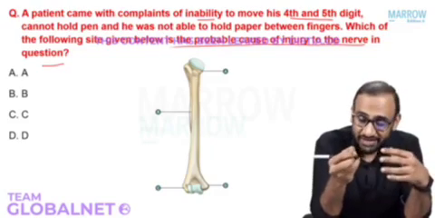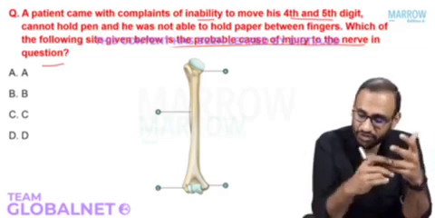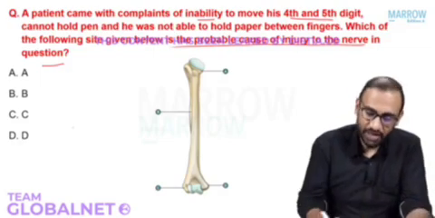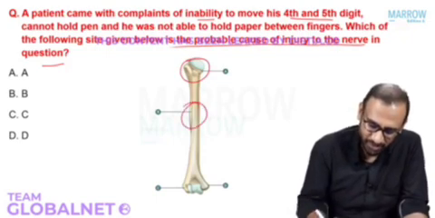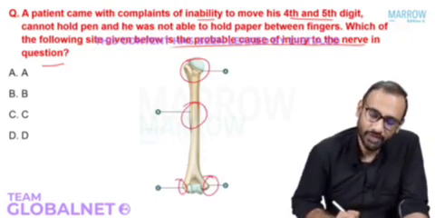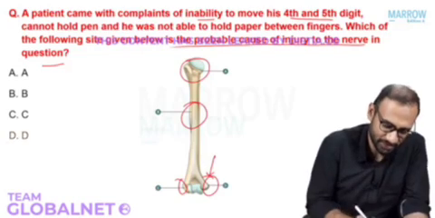Cannot hold the pen means intrinsic muscles of the hand are affected. Fourth and fifth digit means ulnar nerve. Okay, so where will the ulnar nerve get injured? Here, around this part, surgical neck of humerus, or around this part, or at the lateral condyle or the medial condyle. The answer here is at the medial condyle, at the cubital tunnel. So the answer here is D.